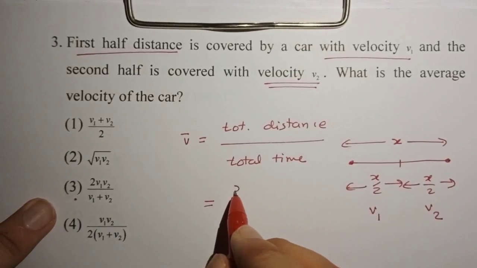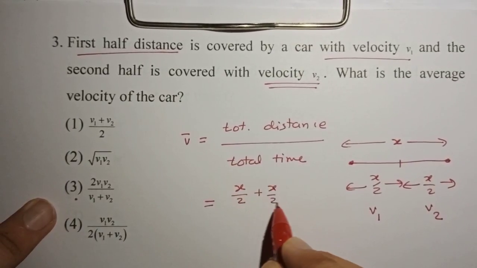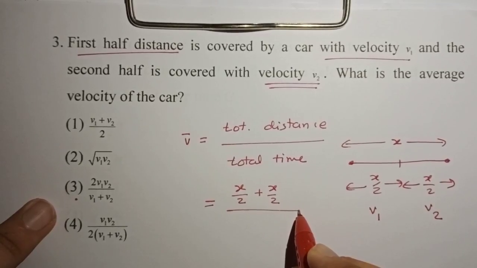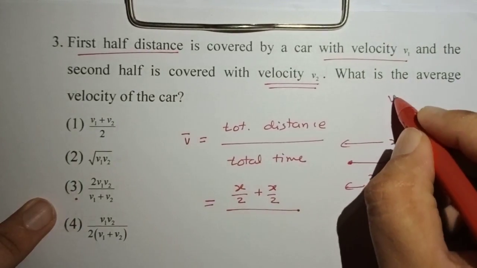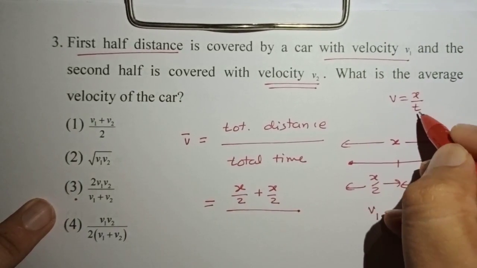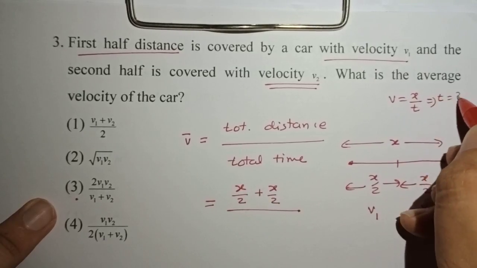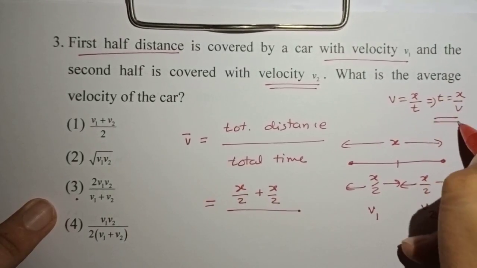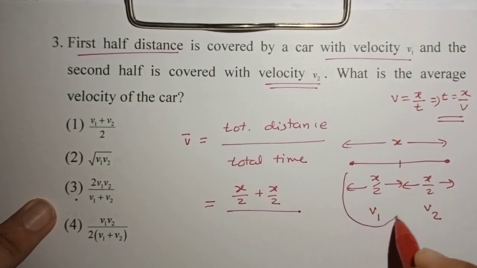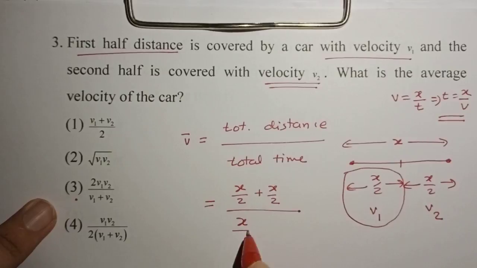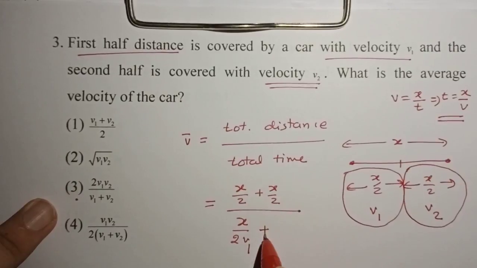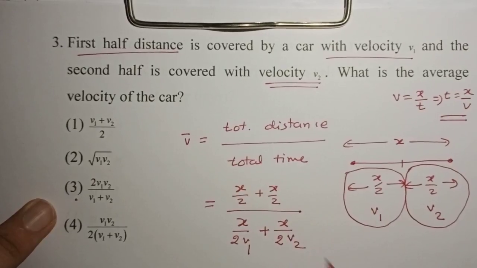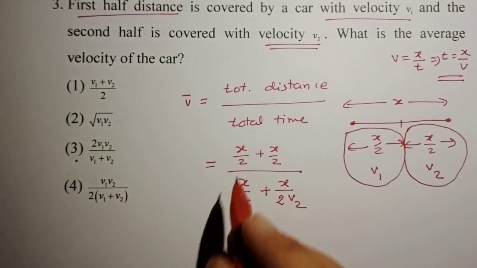So what is the total distance traveled? It is x by 2 plus x by 2, divided by total time. We know that velocity equals displacement by time, or speed equals displacement by time. So this implies time is equal to distance by speed. The time for the first half is distance divided by speed, x by 2 divided by v1, plus x by 2 divided by v2.